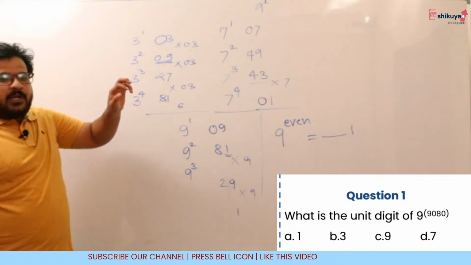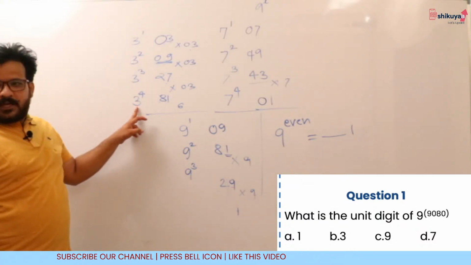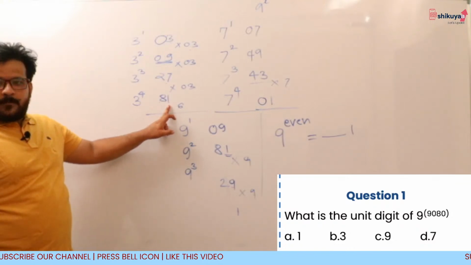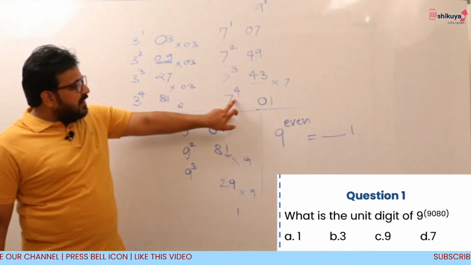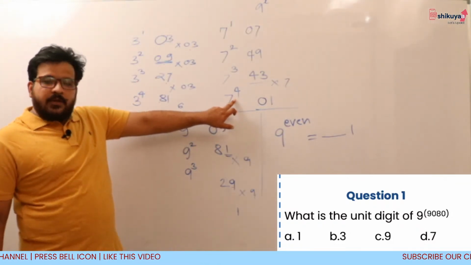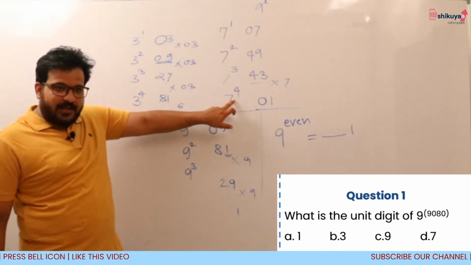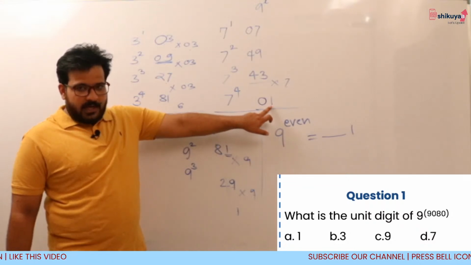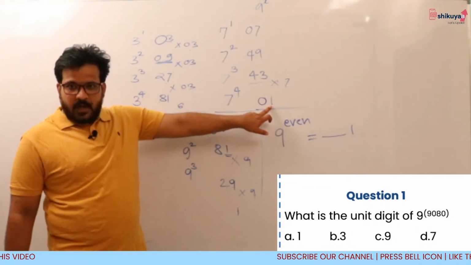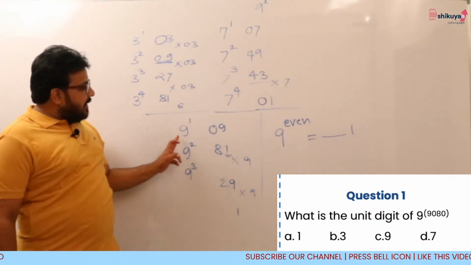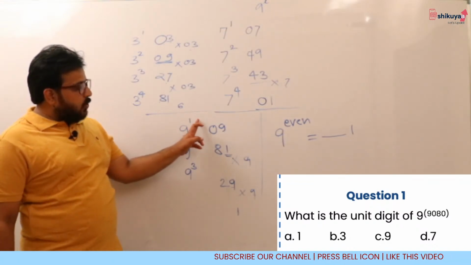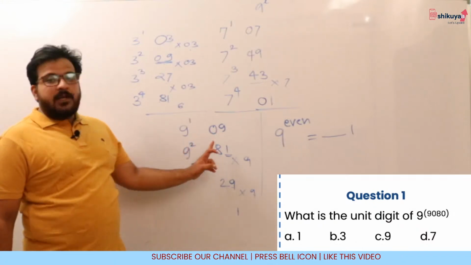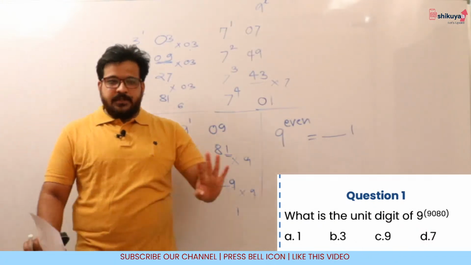My only point is, in the fourth power of 3, the unit digit is 1. Similarly, in the fourth power of 7, the unit digit is 1. Correct? Are you getting my point? Everybody? For 9 raised to odd, it always ends in 9. And for 9 raised to even, it always ends in 1. Simple. Let's go ahead.